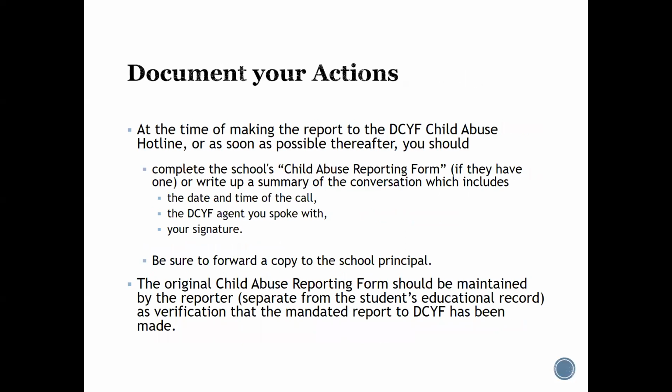The other piece that's really important is documenting your actions. I like to say that you should write down, I received this allegation from my student Tanya Glantz. I notified my cooperating teacher and we met with the principal and we called the hotline. Your school should have a form that is used to document it. If they don't, feel free to write it just as a note for yourself, and then I would also submit it to your cooperating teacher.